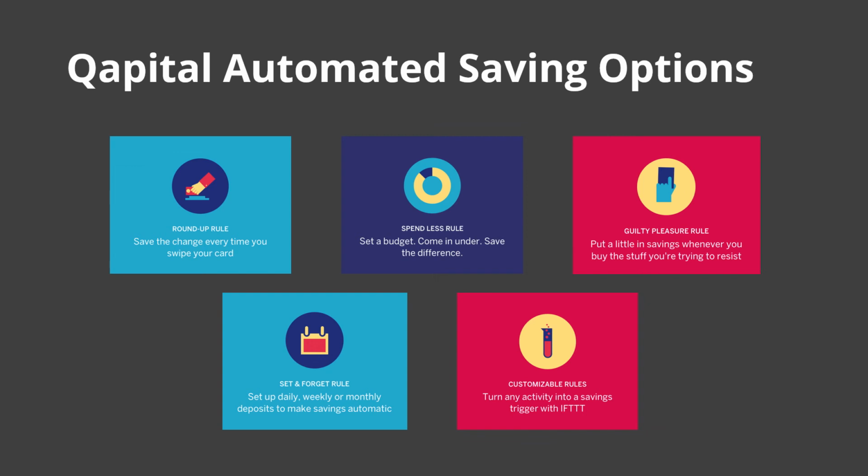So, I mean, if you want to set up a rule that you save $1 every time the president tweets, you can do that. You might get rich fast that way. I don't know. Whatever you want to do that's going to get you saving and motivated to save more. So go ahead and select whichever rule is going to work best for you.